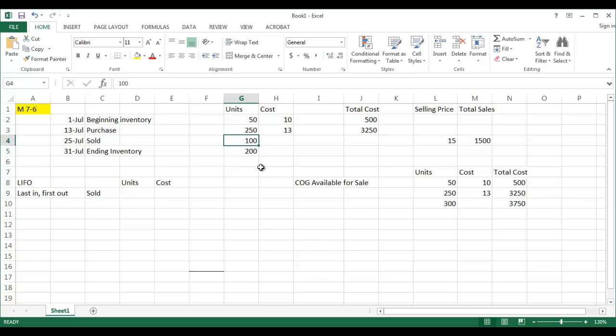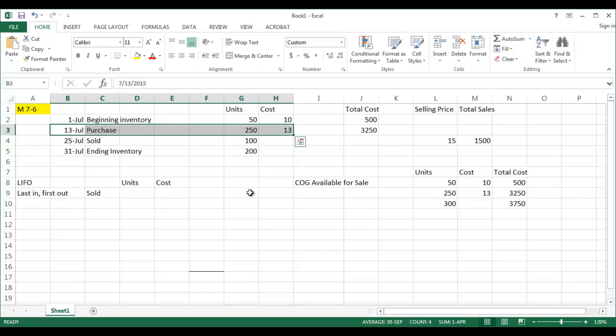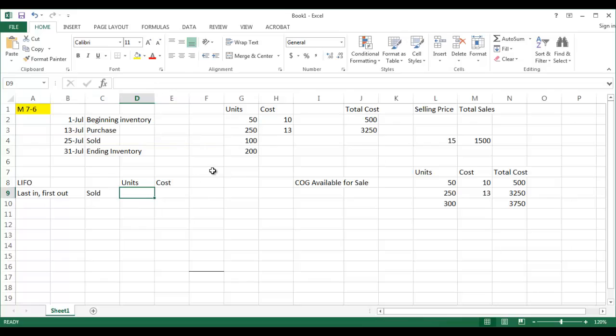So I sold 100 units on July the 25th. Means I need to find the most recently acquired units prior to that date. If I back up just one line here, on July the 13th, I purchased 250 units. So I can assume that all 100 units I sold came from that batch, if you will. Those had a unit cost of $13, so the total cost is just $1,300. Okay, so again, that's cost of goods sold.